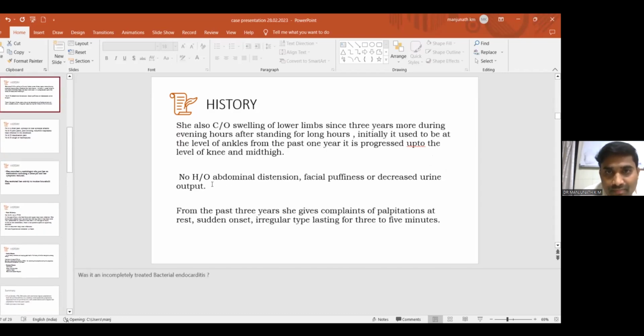And now here, this should have gone along with the history of palpitation. That is your palpitation history. We should say that for the last 30 years she was getting palpitation. Initially it was on exertion, class 2. And over the last 3 years she is getting palpitation at rest, which is irregular in type.